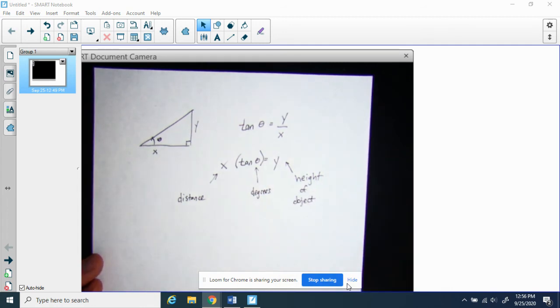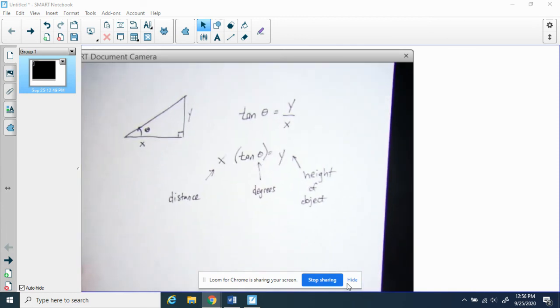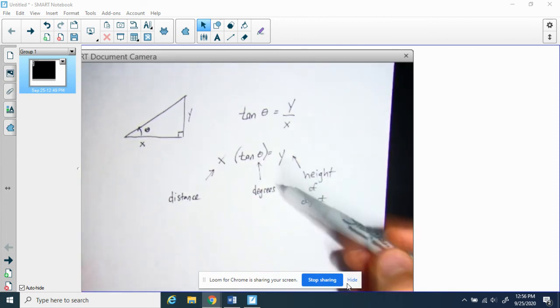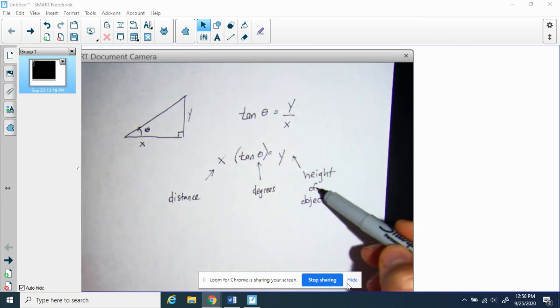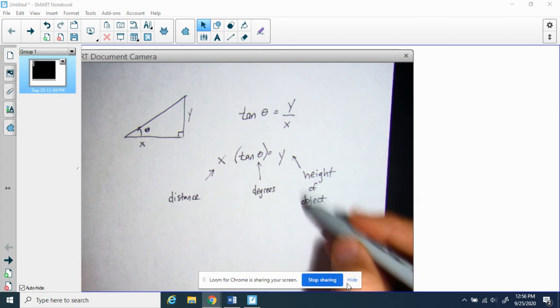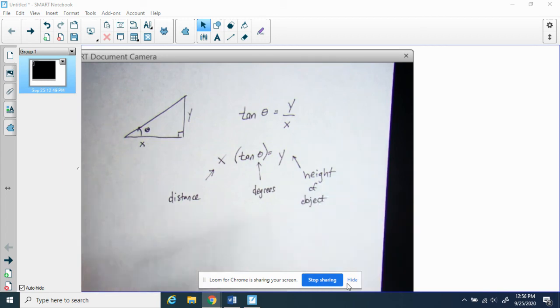You're going to do this 3 different times for each object, getting 3 different heights, and then you're going to add those 3 heights together, divide them by 3 to get your average, and that's going to be what we're going to assume is the height of each of those different objects.